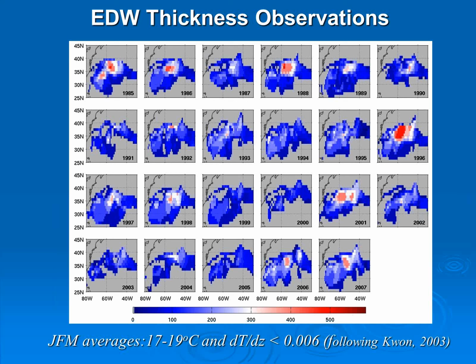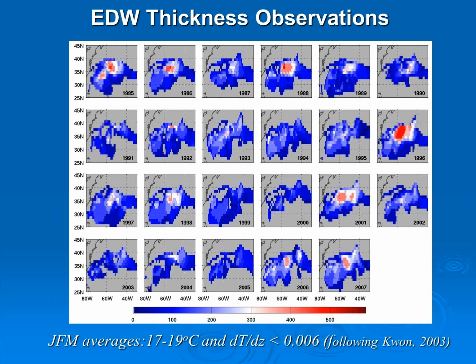This figure gives you an idea of the EDW distribution. This is the thickness averaged over January, February, March. There are two criteria used to determine EDW: the temperature has to be within 17 to 19 degrees C, and the vertical temperature gradient has to be less than 0.06. You can see the changes from year to year, not only in the spatial distribution of the EDW but also in the thickness, and both contribute to the variability of EDW volume.